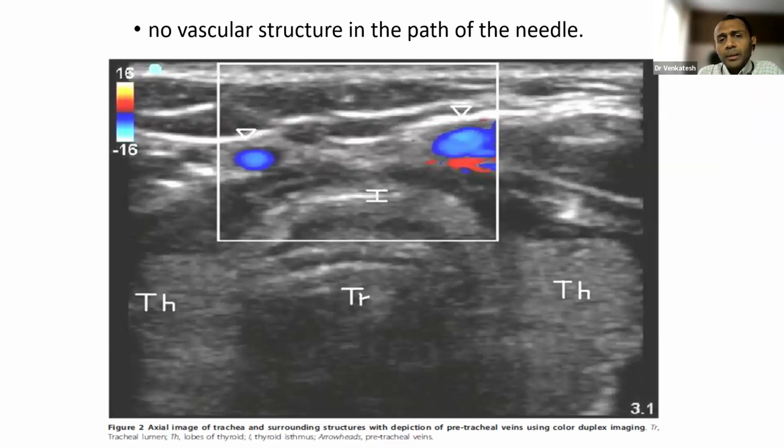So this is another similar diagram where you can see the trachea, thyroid gland on both sides, and this is the isthmus. You can see that there are blood vessels on either side, but nothing in the midline. So it is still safe to go ahead and perform the procedure.